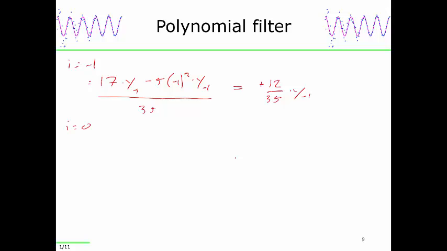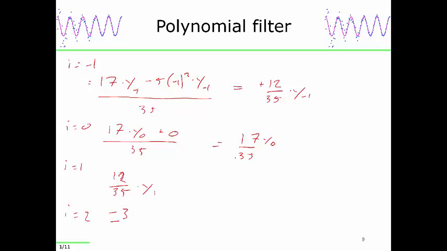i equals 0 is even easier. It's 17 times y of 0 plus 0 over 35. Because of symmetry, it's an even function and we're always squaring things. So the coefficient for i equals 1 will equal the coefficient for i equals negative 1, because that negative 1 always appears as a square. So this one will correspond to 12 over 35 times y1, and i equals 2 will be negative 3 over 35 times y2. And the total value of a0 is given by the sum of these five terms. I'll write that down here.